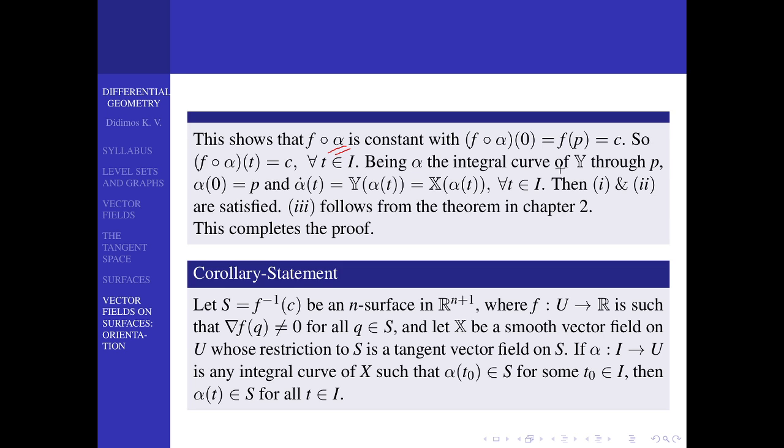Being alpha an integral curve of Y through P, alpha of 0 equals P and alpha dot of t is equal to Y of alpha of t, but Y of alpha of t is the same as X of alpha of t for all t belongs to I. Then 1, 2 are satisfied, and 3 follows from theorem 2.